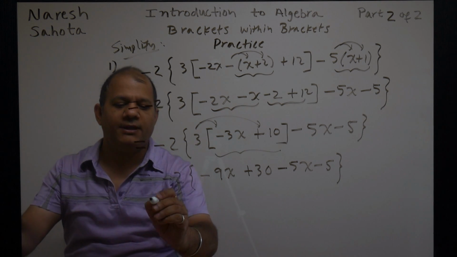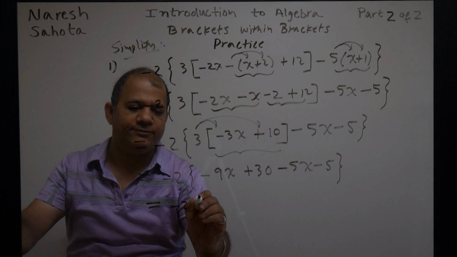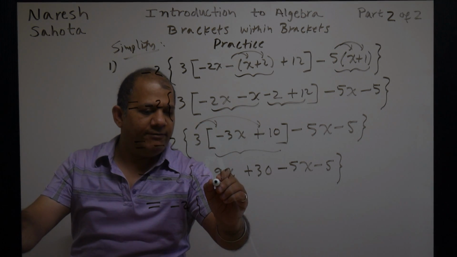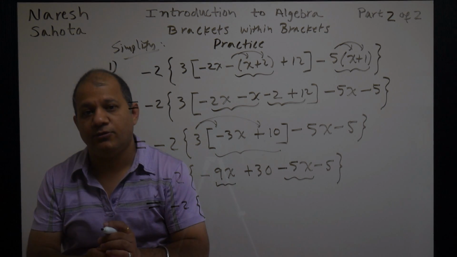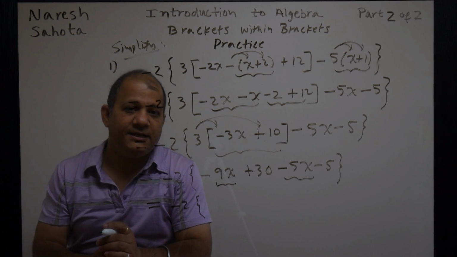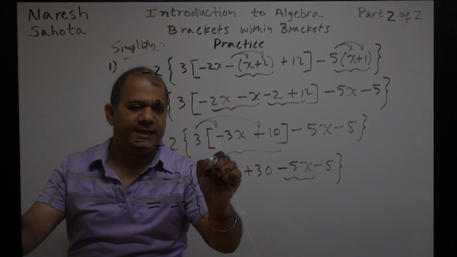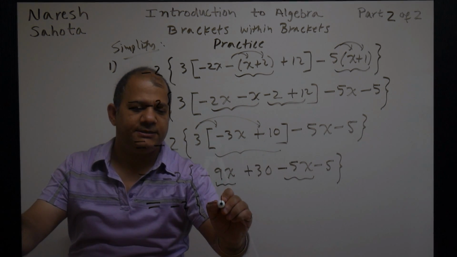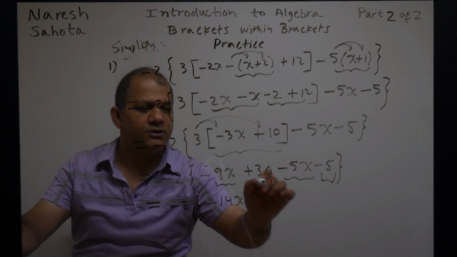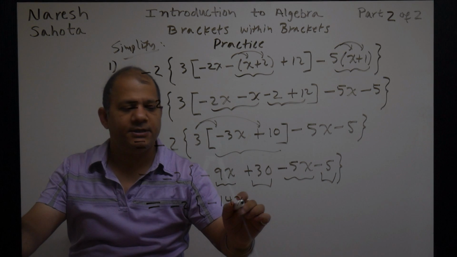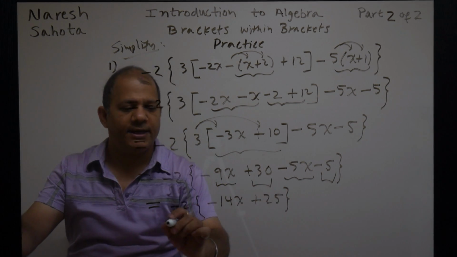Okay, so collect like terms. So we have a -9x and -5x. 9 and 5 is 14, and because they're both negative, they're going to add to -14. So -9x, -5x is -14x. And now we have 2 constant terms. So 30 take away 5 is 25. So that's 25. Close the curly bracket.